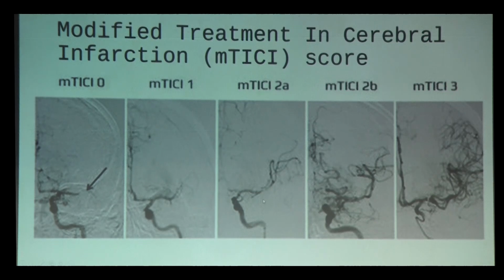There is beyond the occlusion, if there is a perfusion, then that is a 2A recanalization. And if it is more than half in the 2 divisions of the MCA, then it is labeled as 2B. And if the entire MCA territory, even the distal cortical branches, are well perfused with blood, good perfusion, then it is 3. So we have to aim between 2B to 3.